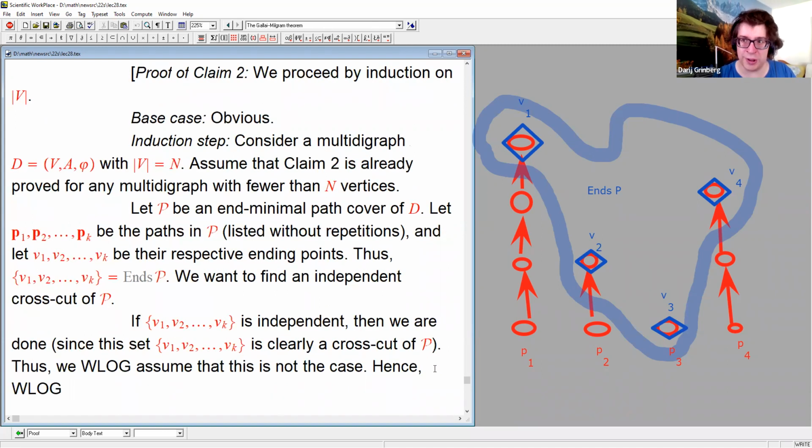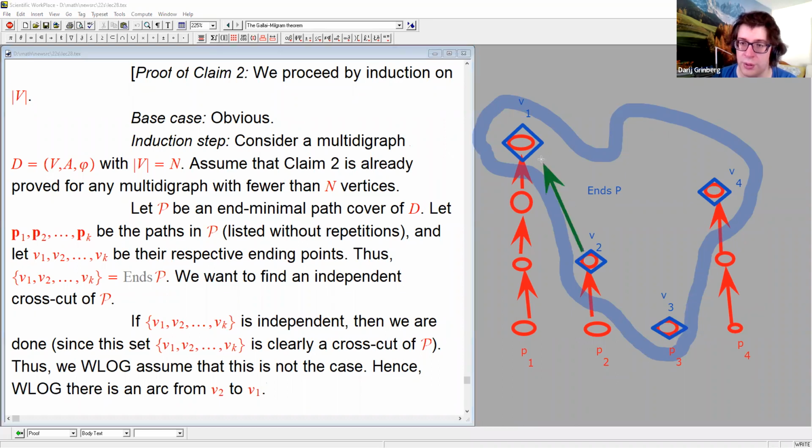Hence, again, without loss of generality, there is an arc from V2 to V1. I mean, of course, there is an arc from some V to some V, but because the order doesn't matter, we can just reorder them so that the arc goes from V2 to V1. So I'm going to draw it. What can we do with this arc?